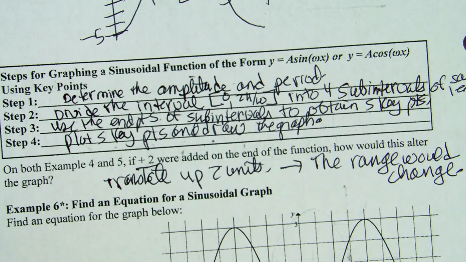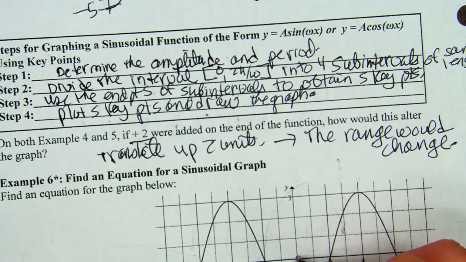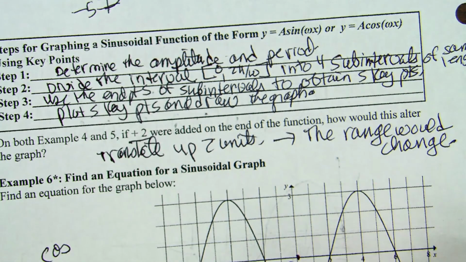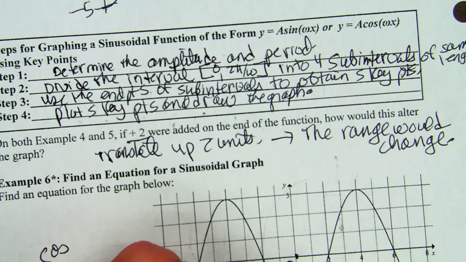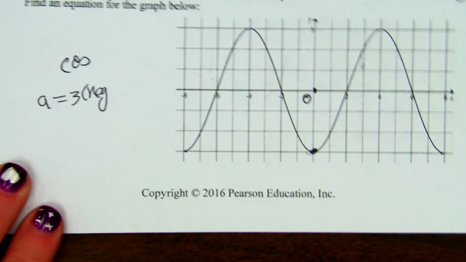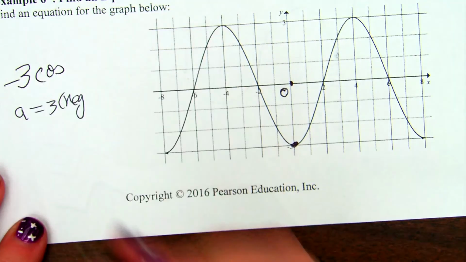So find an equation for this graph. Let's look at the origin. Does it go through the origin? No, so it's not sine. It's going to be cosine. So we're going to have a cosine graph. It starts down at negative 3. So the amplitude is 3 and it's negative. Negative 3 cosine.